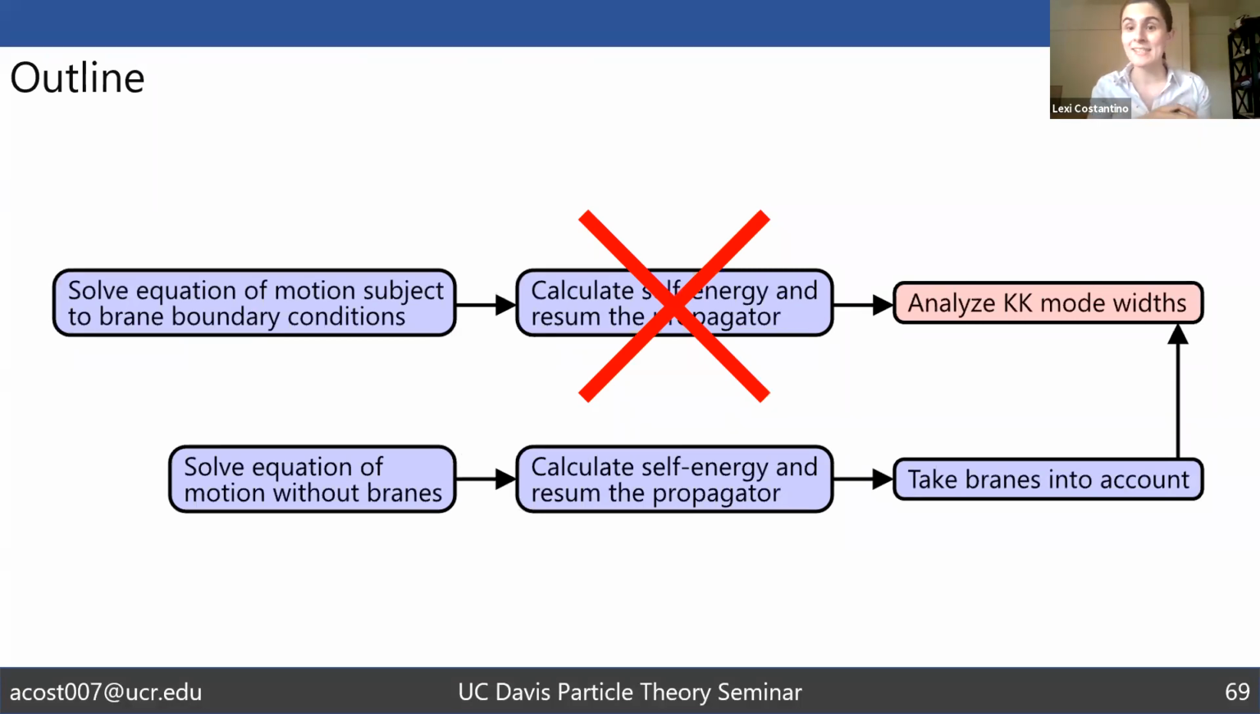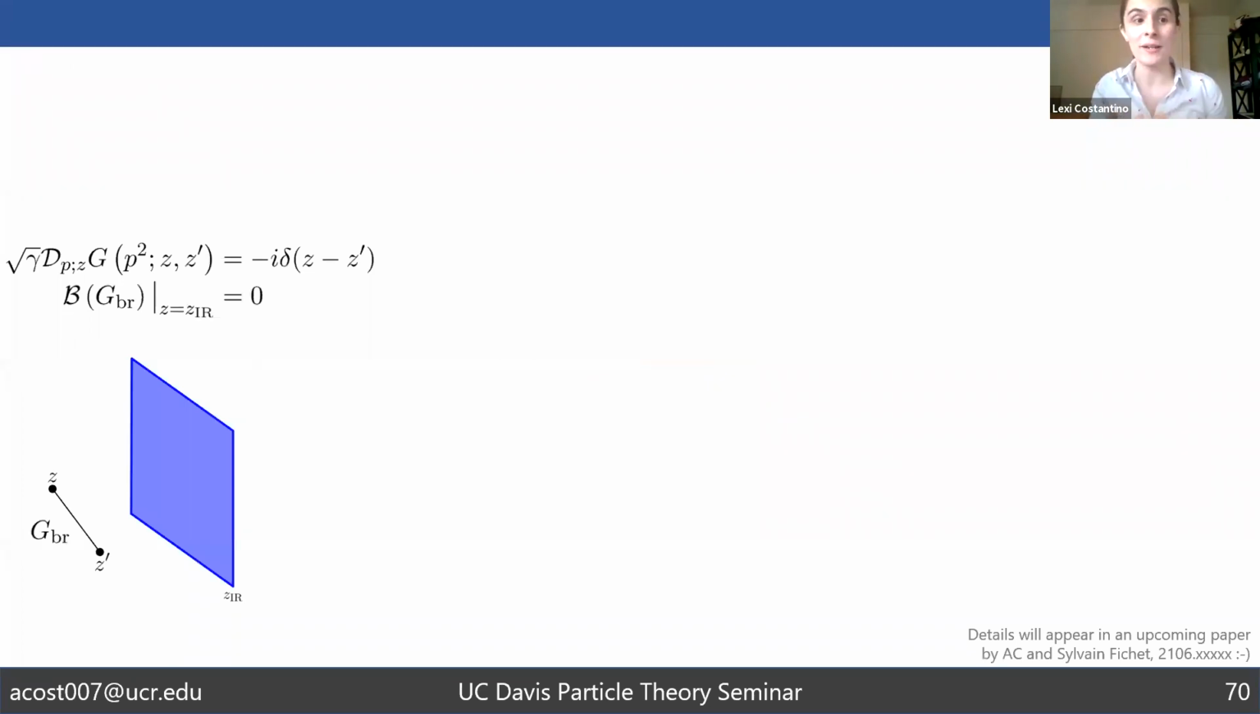So we have the resummed propagator without branes. We want to account for the branes after the fact somehow. And so the way I suggest to do this is the following. As I mentioned, this will appear, hopefully, in an upcoming paper in the next couple months. Typically when you vary the action, you will get the equation of motion, and you will also get a boundary term that's usually treated separately. In infinitely large flat space, you usually just throw out the derivative at the boundary. But in AdS, you actually get a boundary term. So this is typically treated separately in a separate equation, and solving the equation of motion subject to the boundary condition gives this propagator with branes.